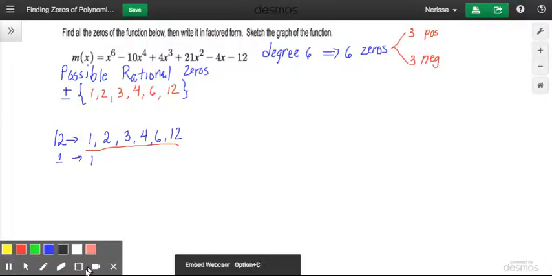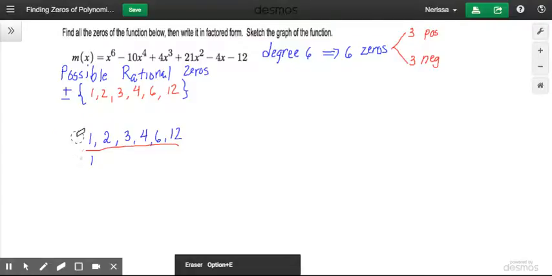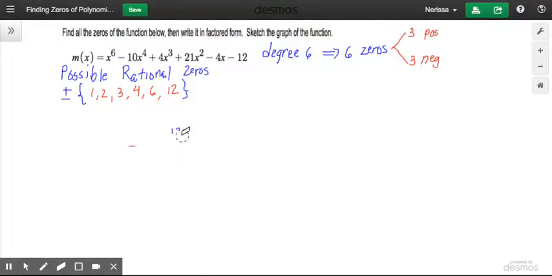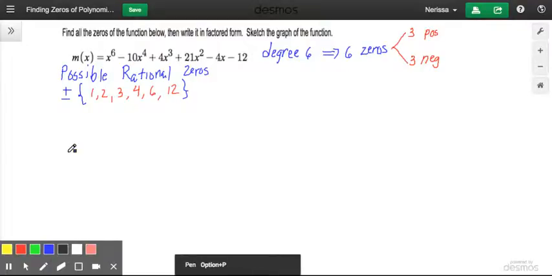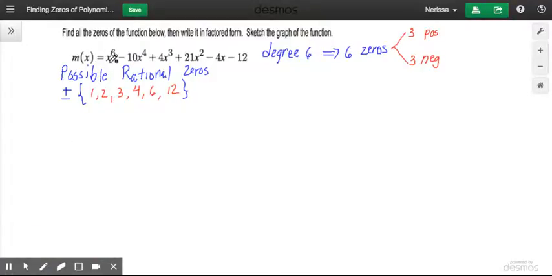So this is the list of possible zeros. That means the zeros of m of x are in this list. The rational zeros are in this list. Okay, so let's start looking for the zeros. Now, when we look for the zeros, we are going to inspect if the exponents are all represented here.